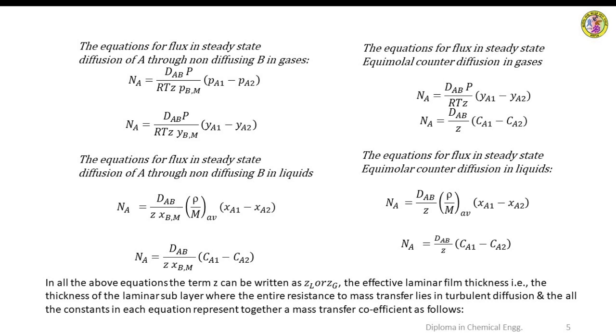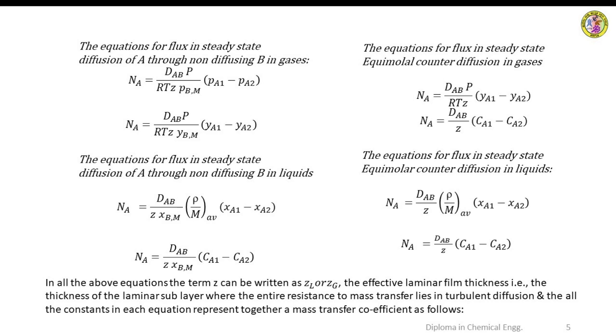So that equation can then be used for writing down the flux equation for the mass transfer taking place between the phases, that is, taking place in turbulent condition. So then the equation becomes rate is equal to coefficient into concentration difference. If you again take the first equation, Na represents the rate, then the whole term DAB P by RTZ GPBM represents the coefficient, and Pa1 minus Pa2 represents the concentration difference.